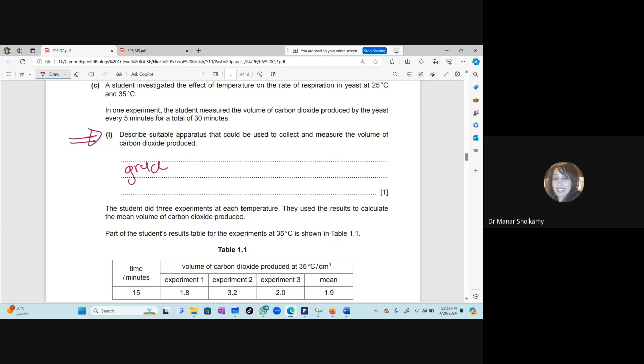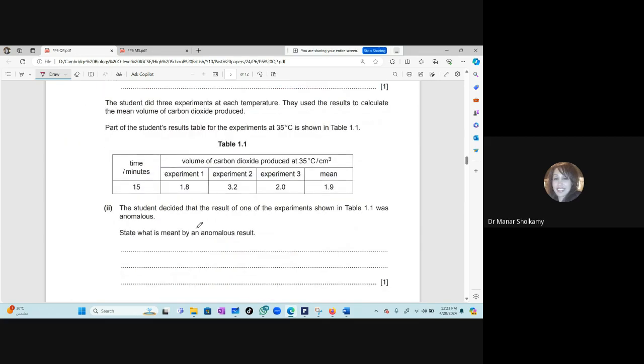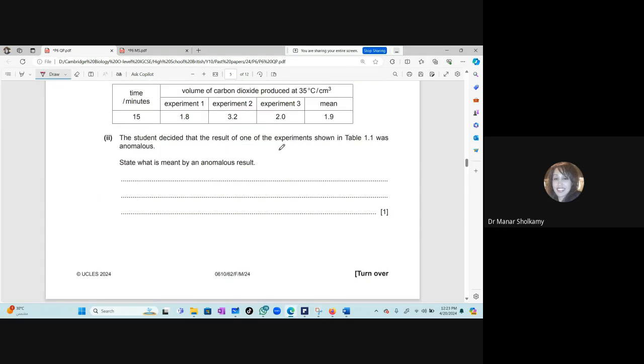A graduated gas syringe. And again, I'm going to exploit the situation. Anytime you measure the volume of gas, if this is your dependent variable, I'll measure the volume of gas over a set time. I will not just leave the gas to be produced forever. So I will use a graduated syringe, or there is another way, an inverted graduated cylinder over water. And you can draw it also, if they ask you in another exam, and show that it is graduated. Very easy question. Now, what is an anomalous result?